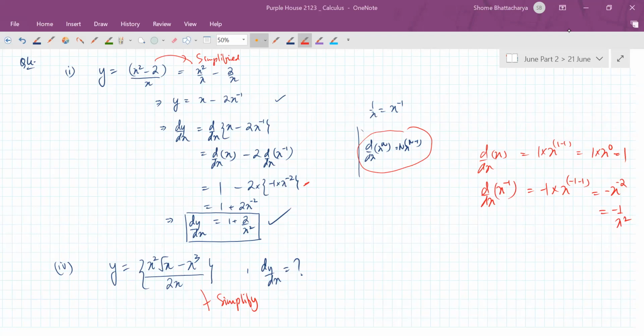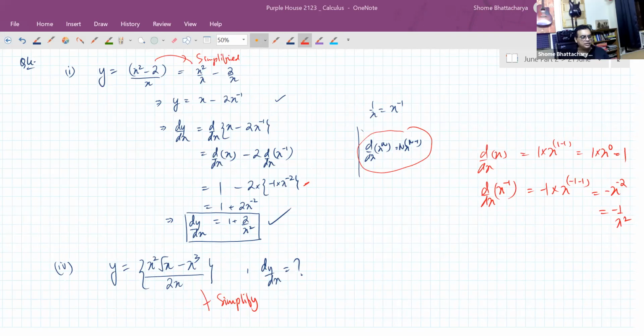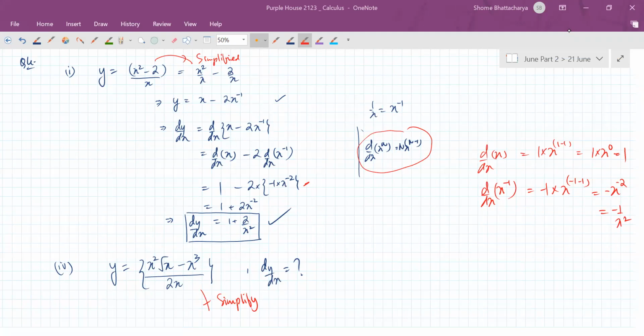Sir, before simplifying, we cannot do x square into x to the power half and add there. Yes, that has to be done, to simplify it has to be done. x square into root x has to be simplified, x square into x to the power half. But then we also have to divide by 2x. Have you understood, beta, what I'm saying? Yes, sir.